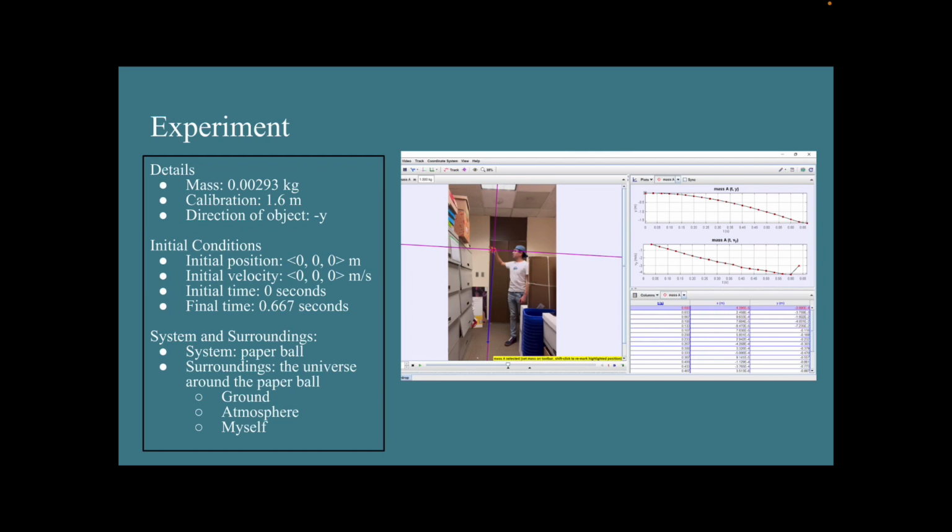In this experiment, the paper ball is the system, and the universe around the ball, including the ground, atmosphere, and myself, are the surroundings.